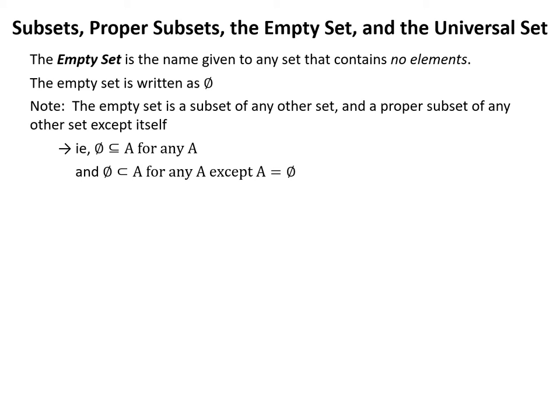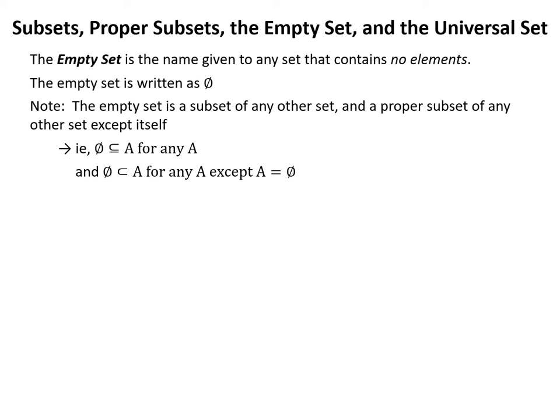The empty set is the name given to any set that contains no elements. So it's like an empty box. You can think of it that way. The empty set is written using the null symbol, which is a zero with a line going through it, that you see on the slide there.